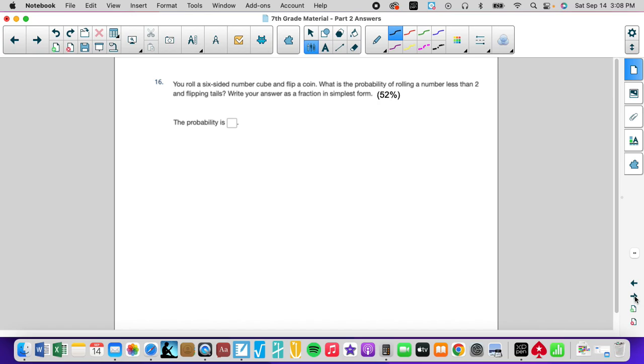Number 16, you roll a 6-sided number cube and flip a coin. What is the probability of rolling a number less than 2 and flipping tails? Write your answer as a fraction in simplest form. So we're going to take the probability of rolling a number less than 2. How many numbers are those? That's the only one, the probability of rolling a 1. And what is the probability of flipping tails? So the probability of rolling a 1 is 1 out of 6. There's only one number less than 2 out of 6 possible outcomes. And what is the probability of flipping tails? There's only one tail on 2 possible outcomes on a coin.